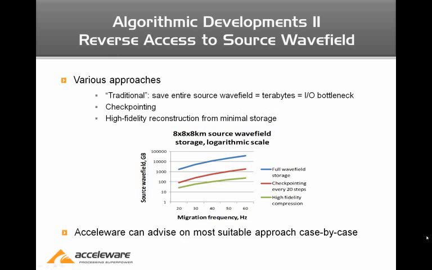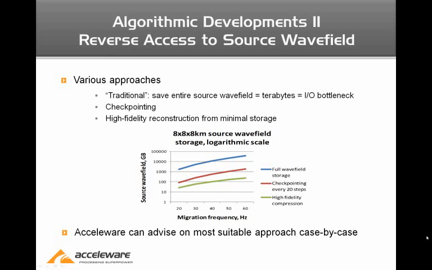The second algorithmic development I'd like to mention concerns reverse time accessing of the source wave field. There are various possible approaches to this, and the traditional approach, which I mentioned earlier, involves simply saving the entire source wave field in the forward propagation phase. And this requires terabytes of storage and leads to very serious I/O bottlenecks. A more clever approach involves a technique known as checkpointing, where the source wave field is saved at just a subset of the total number of time steps during the forward propagation.